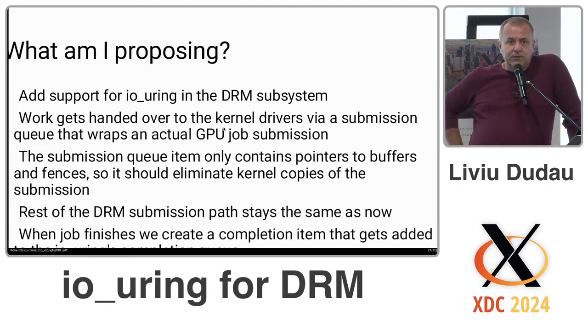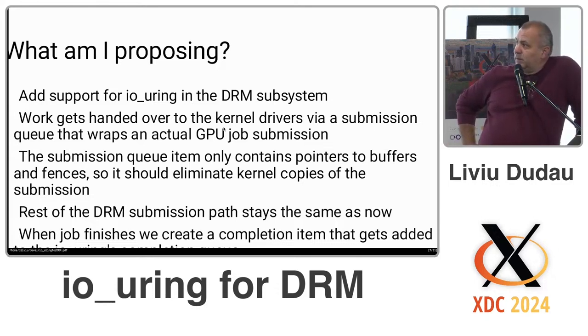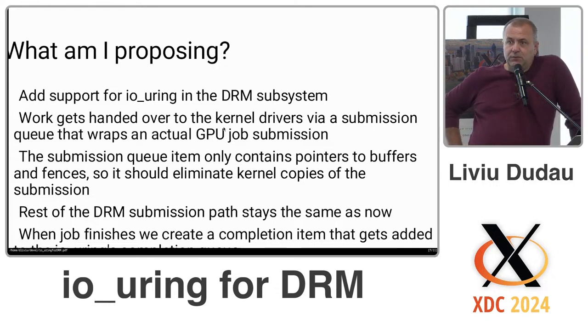So what am I proposing? Adding IO ring support in the DRM framework. We basically have user space creating queues and submitting, and then a kthread goes and talks with the driver and hands over the job. The IO ring job is just a wrapper around the GPU job. So hopefully zero copies.